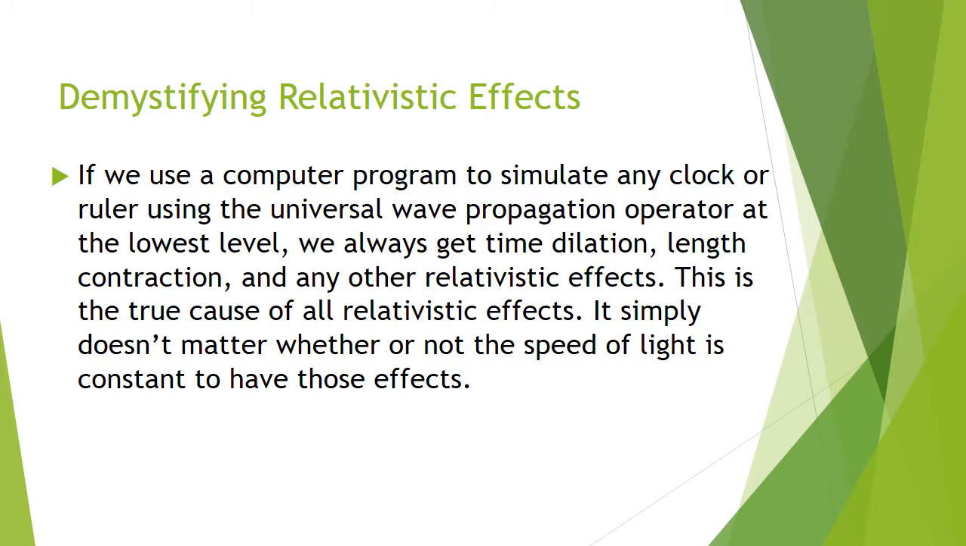If we use a computer program to simulate any clock or ruler using the universal wave propagation operator at the lowest level, we always get time dilation, length contraction, and any other relativistic effects. This is the true cause of all relativistic effects. It simply doesn't matter whether or not the speed of light is constant to have those effects.